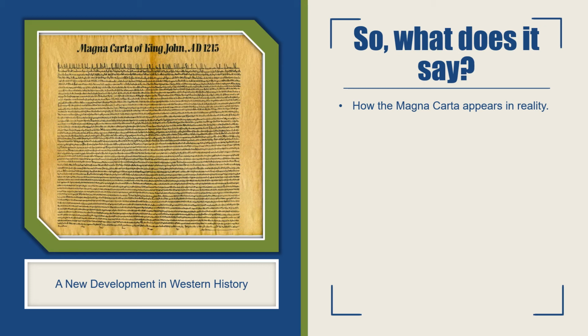So we saw in the last lesson this picture of the Magna Carta. It doesn't look like a list. You know, when you see it online and in some places it looks like a list, this is what it looks like in reality.